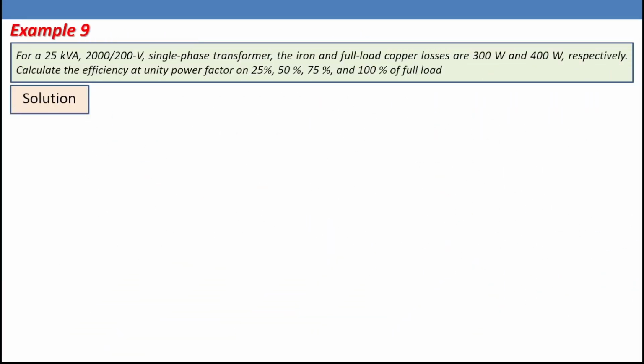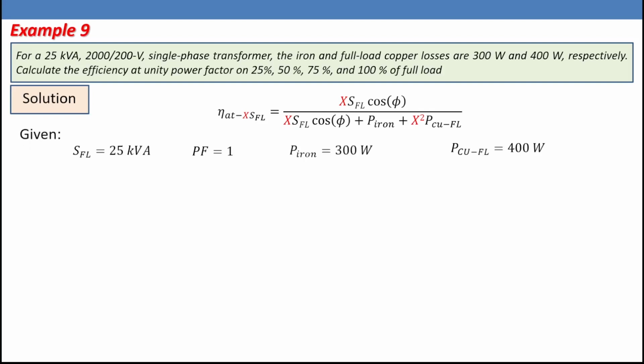Example. For a 25 kilovolt ampere 2000/200 volt single phase transformer, the iron and full load copper losses are 300 watt and 400 watt respectively. We need to calculate the efficiency at unity power factor when the percentage of loading is 25%, 50%, 75%, and 100% of the full load. So we know the equation now, X S full load cosine phi over X S full load cosine phi plus P iron plus X squared P copper at full load. Given in the problem that S full load equals 25 kilovolt ampere, power factor equals 1, P iron equals 300 watt, and P copper at full load equals 400 watt.